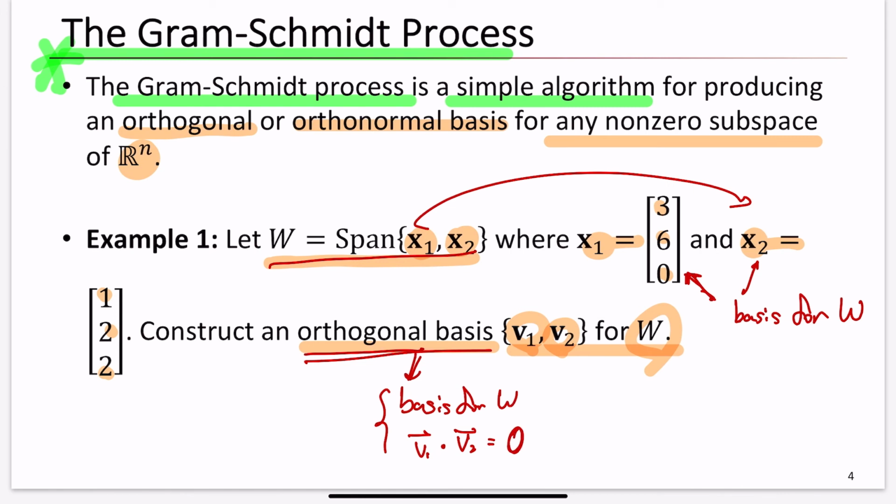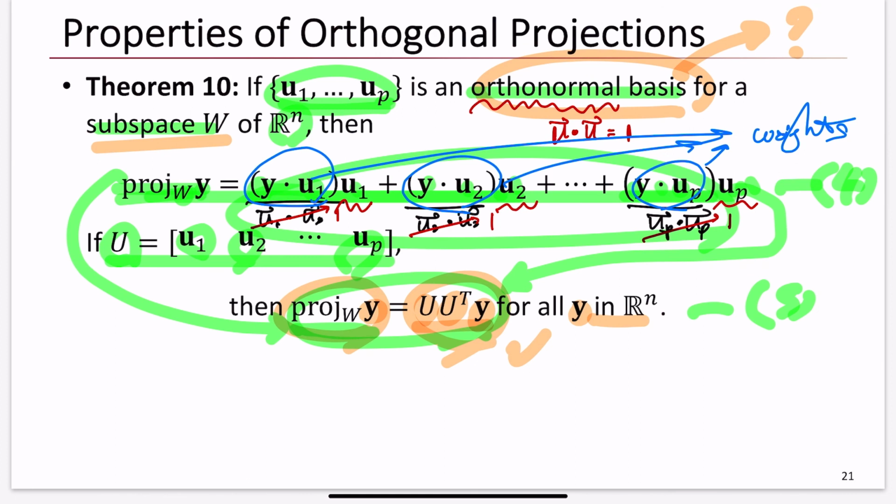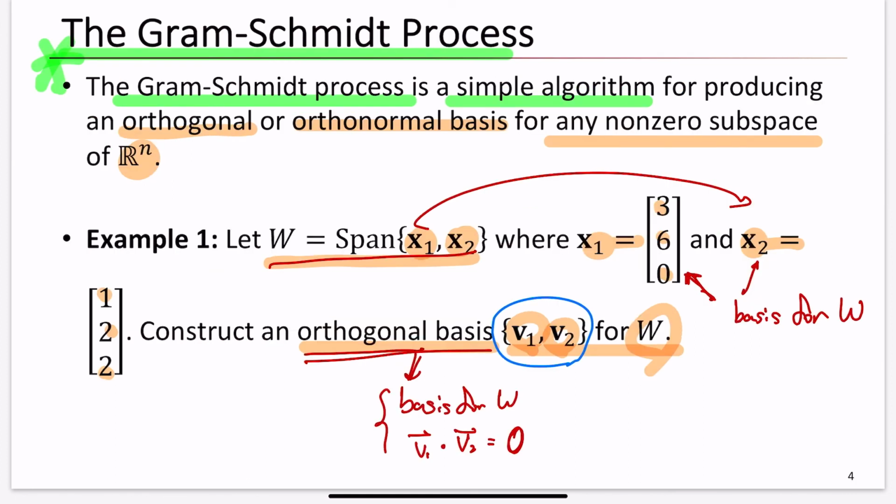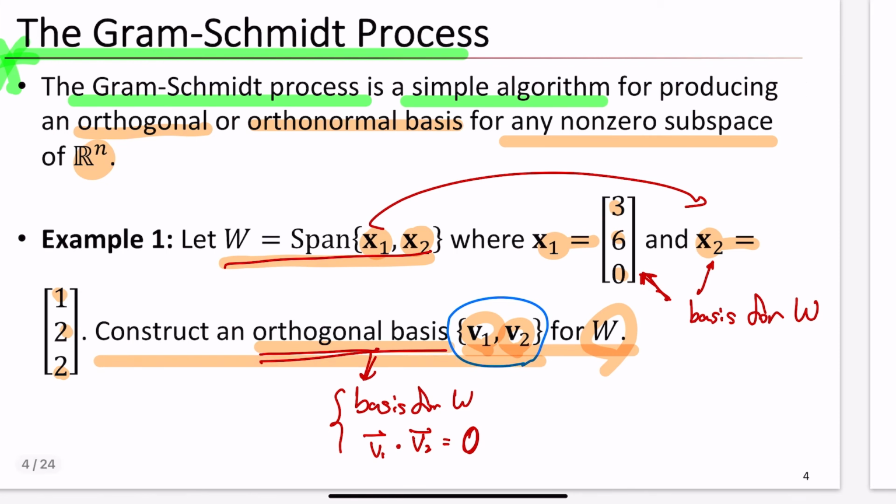Then if we can find this, we can find the orthogonal projection of an arbitrary vector y outside W by using the formula. That's the topic of the Gram-Schmidt process. So, in other words, the question is to construct an orthogonal basis v1 and v2 for the W space. Right, let's do that.